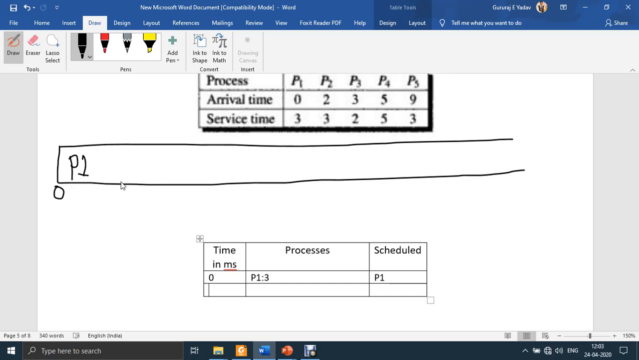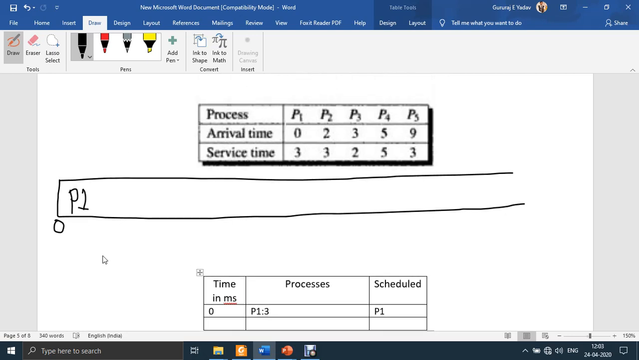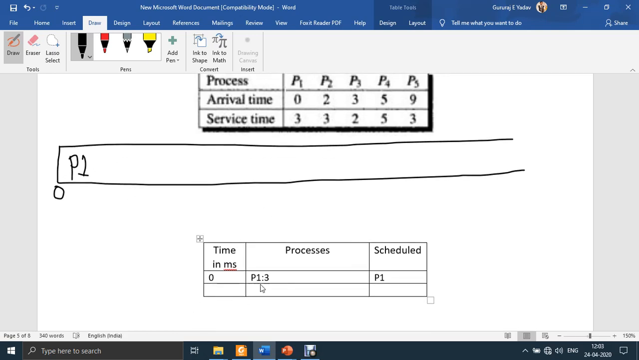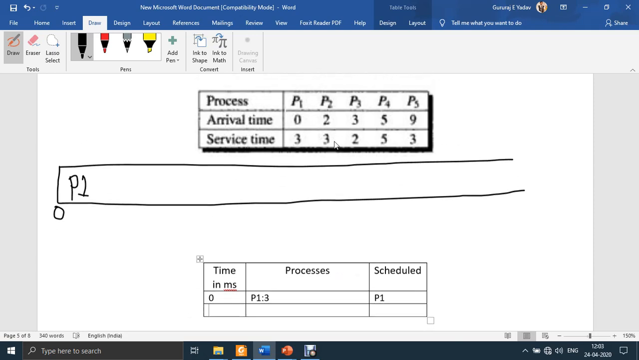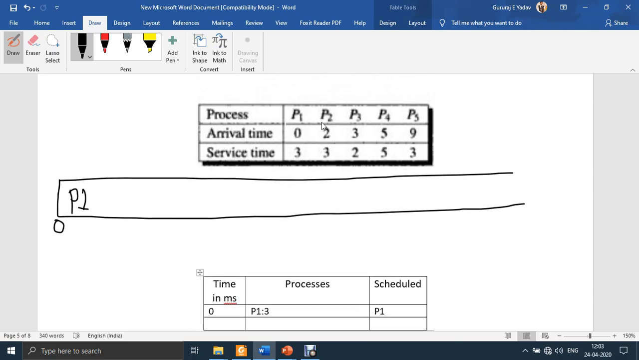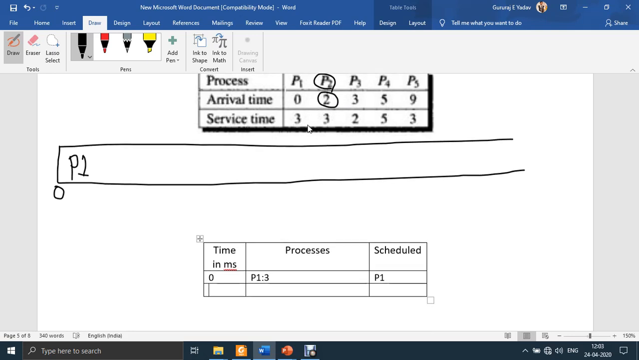Fine. So how long will it execute, or how long will you give the chance for P1 to use the CPU? That depends on when the next process is arriving. So when is the next process arriving? P2 is the next process arriving, and it is arriving at 2 milliseconds after the start of execution. So what is the next time interval you have to consider?